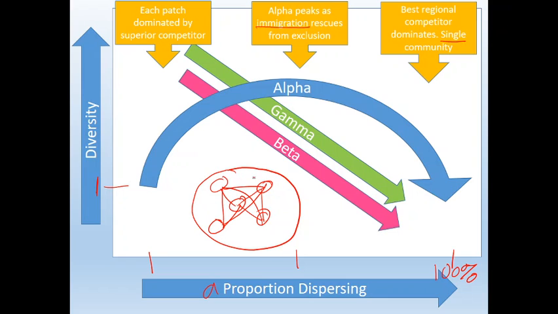This essentially then just becomes one patch. And essentially, alpha diversity is gamma diversity, and the regional competitor dominates. Since it's essentially now just one patch, whatever the best competitive species in this patch is expected to win out and basically competitively exclude everything else, and you're back to this low diversity scenario, whether we're talking about alpha, beta, or gamma here.